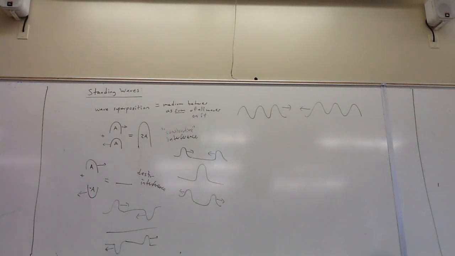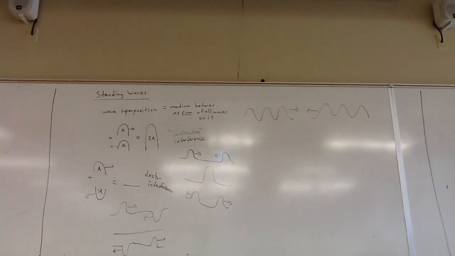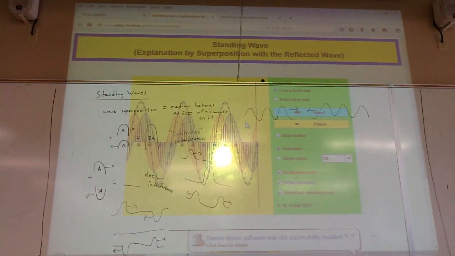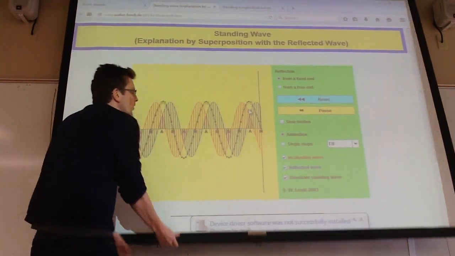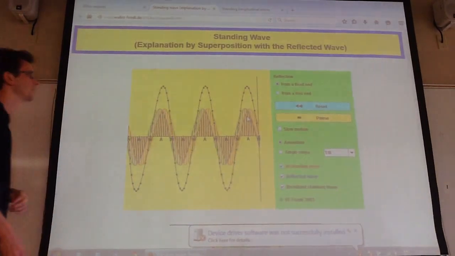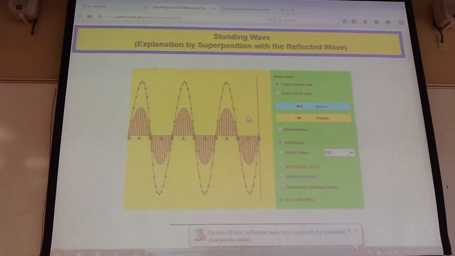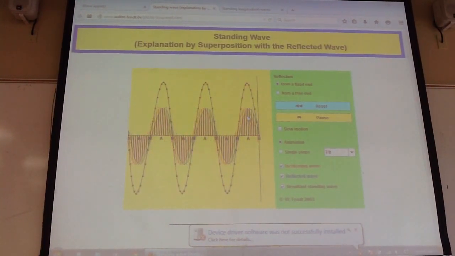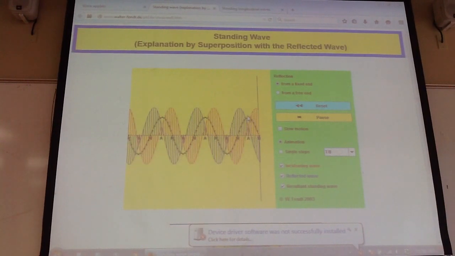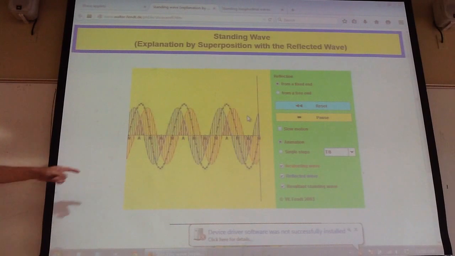So what I want to do is show you a little bit in detail on the computer what was happening there, because obviously we can only see the superposition, we can't see the individual waves that went into it. So here is an animation that shows you both the individual traveling waves, they're red and blue, and then the black thing is what you actually witness on the string, which is the superposition of the two.